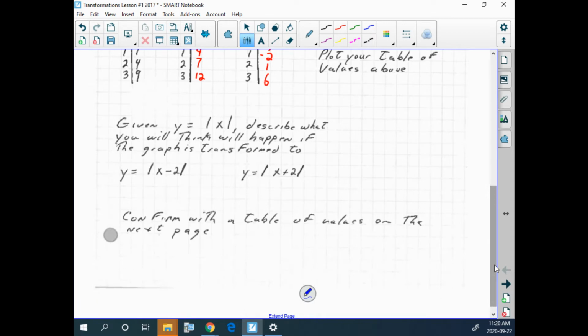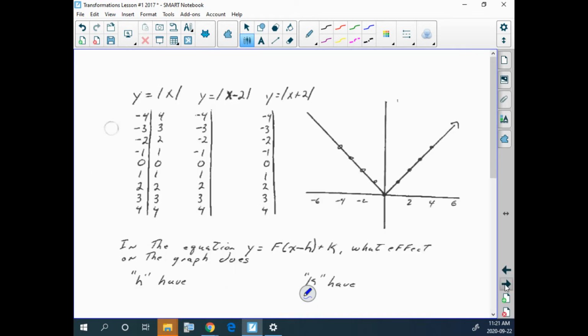What do you think will happen? Now, here's a different thing. Notice this is different. What's the function in this case? The function is the absolute value of x. So I'm going to subtract 2 from x and then plug it into my absolute value. I want you to make an educated guess on what's going to happen with the graph here, and then plot it using the table of values. Now remember, you are subtracting 2 from x and then plugging it into the absolute value function.